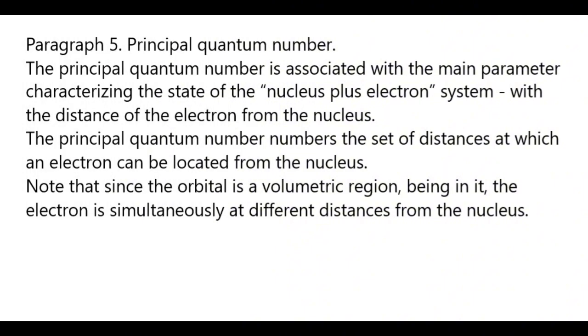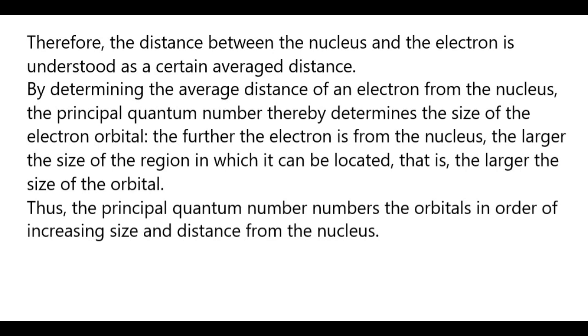The principal quantum number is associated with the main parameter characterizing the state of the nucleus plus electron system, with the distance of the electron from the nucleus. The principal quantum number numbers the set of distances at which an electron can be located from the nucleus. Note that since the orbital is a volumetric region, being in it the electron is simultaneously at different distances from the nucleus. Therefore, the distance between the nucleus and the electron is understood as a certain average distance.